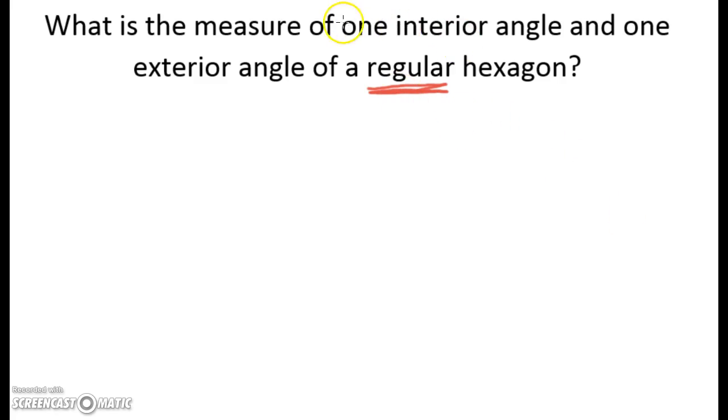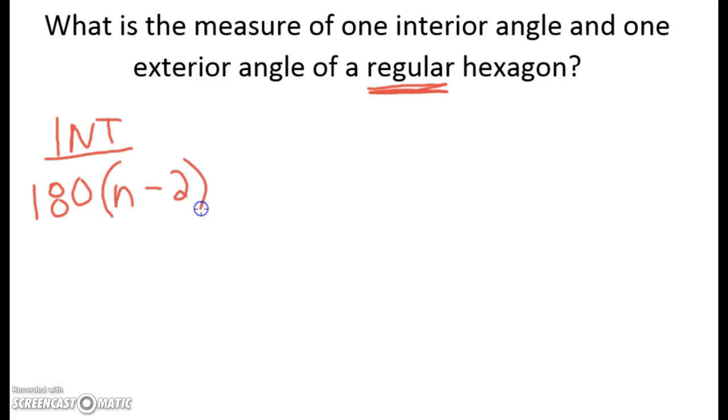All right, so I want to know what one interior angle is, and I want to know what one exterior angle is. All right, so interior angles. We learned a cool formula for interior angles. We learned 180 times the number of sides minus 2. That gives you all of the interior angles. But we want to know just one, so we're going to divide that into the number of angles that we have, which is the same as the number of sides.